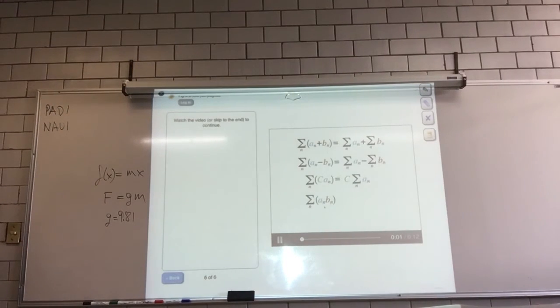In general, if you're adding up products of terms, you'll get a different result than if you multiply the sums of the individual terms. So this expression and this product are not equal.